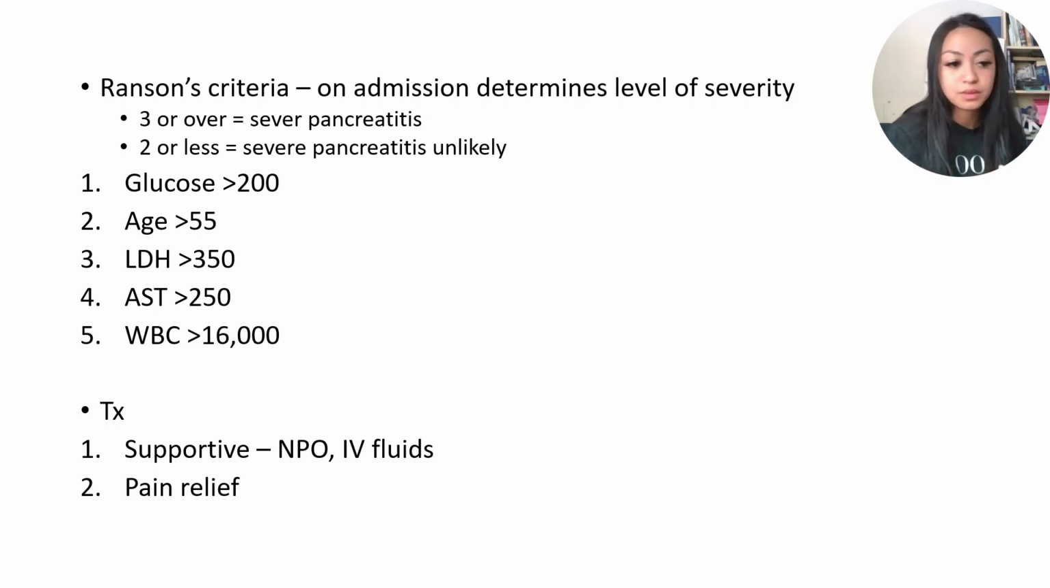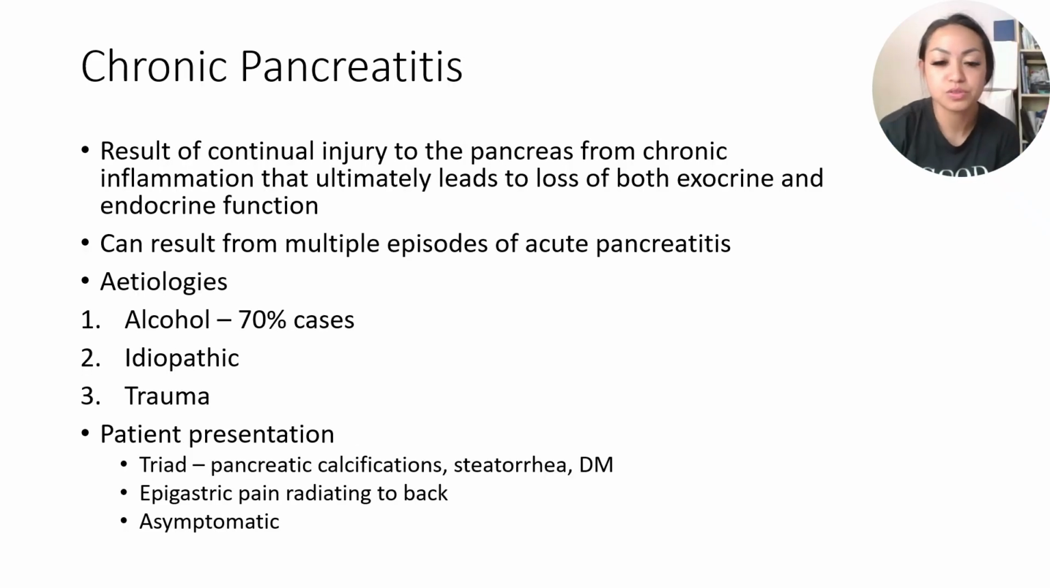Okay, so moving on to chronic pancreatitis. Chronic pancreatitis is typically the result of continuous assault to the pancreas, so continuous injury to the pancreas. This can be from chronic inflammation, for instance, repetitive acute pancreatitis, that ultimately leads to loss of both the exocrine and the endocrine functions of the pancreas.